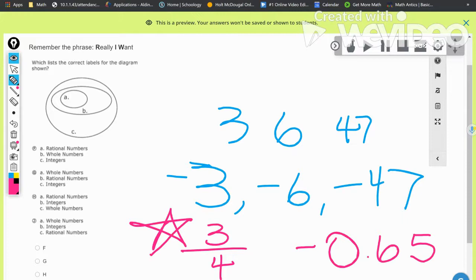Okay, so I need to find the correct list. A represents whole numbers, so I know that F is not going to be a choice. H is not a choice. Okay, so now I have G and J left. B represents integers because that's the middle section. So it's not G. That means the only answer choice left I have is J. Okay.